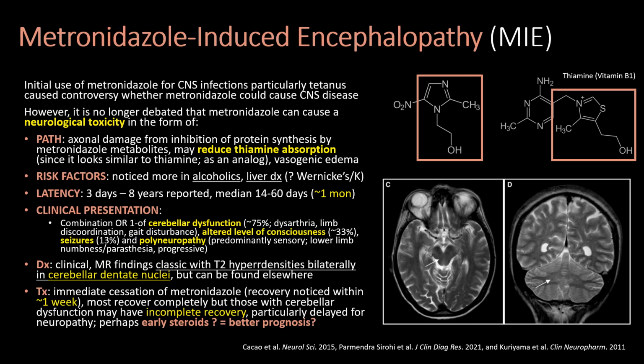Here is the key. The clinical presentation involves all of, or a combination of, the following classically: cerebellar disease, i.e. ataxia, dysarthria, limb discoordination, and gait disturbance, most commonly in 75% of patients, some form of altered level of consciousness in a third of patients, seizures in 13% of patients, and a polyneuropathy syndrome as well, predominantly a progressive bilateral sensory neuropathy involving bilateral lower limb paresthesias, which may progress to upper extremities and even involve cranial nerves or autonomic nervous system. Most drug toxicities like this are hard to diagnose, but classically, MIE actually has an MRI finding of bilateral T2 hyperdensities in the cerebellar dentate nuclei.